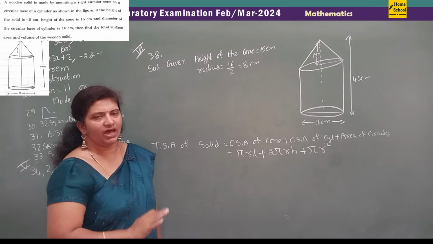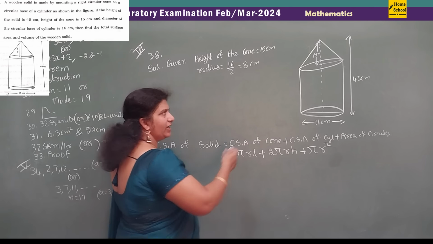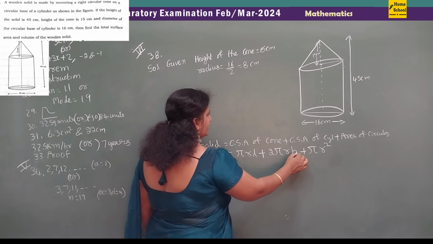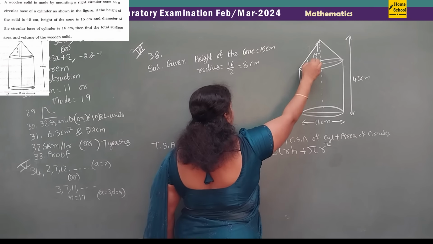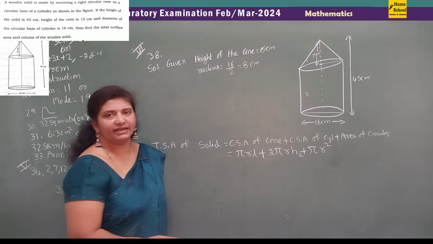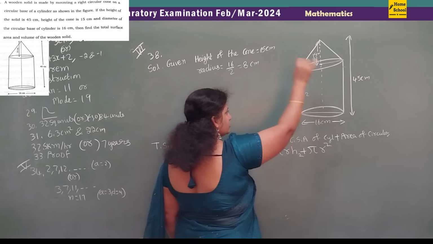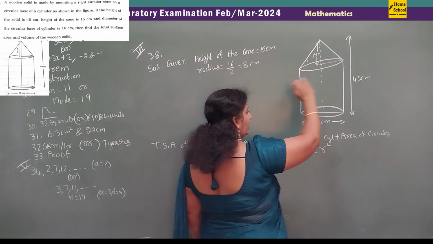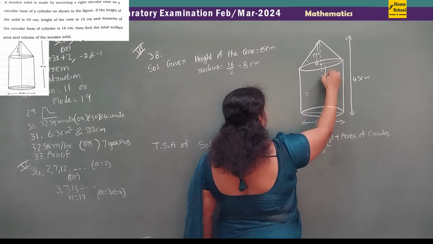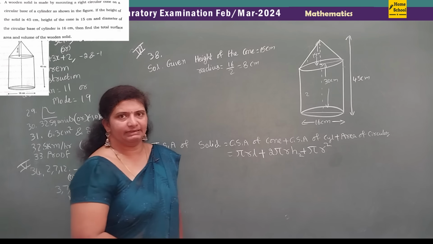I am not disturbing R; R1, R2, R3 also you can write. And here, do you know L? L, I don't know. L is the slant height. And this H, I go for cylinder 2, cone 1, I will give numbers. Let me take this height as H2. What is the height of the cylinder? Total height of the solid is 45. From the total height, you remove the cone height. That is 45 minus 15. That will be 30 centimeters, the height of the cylinder.